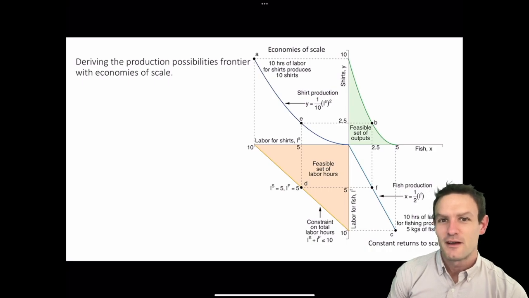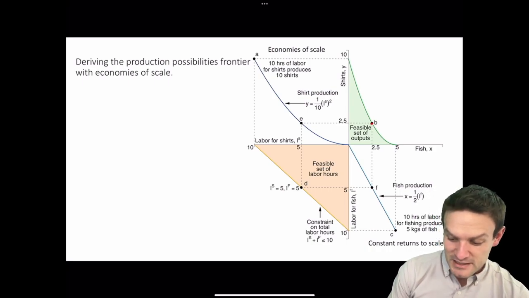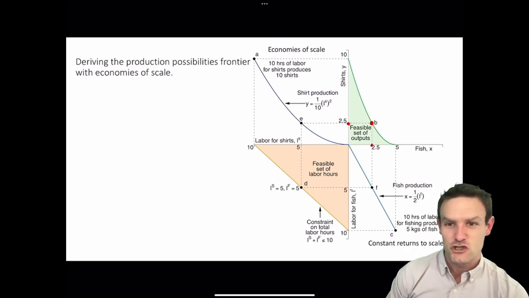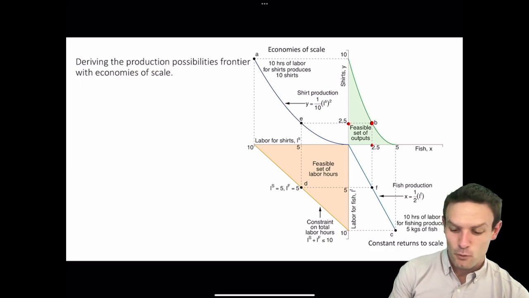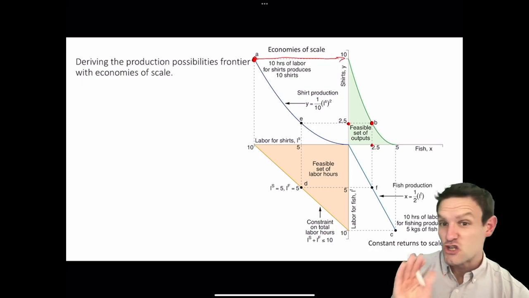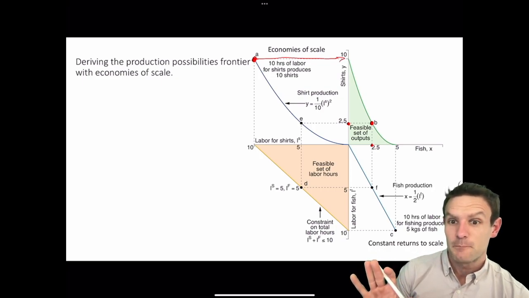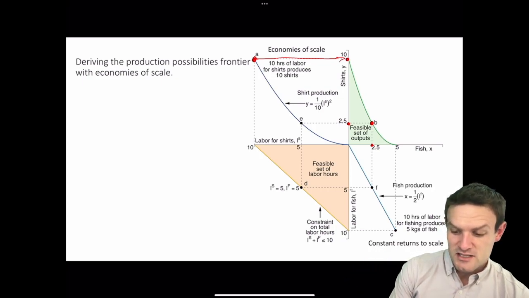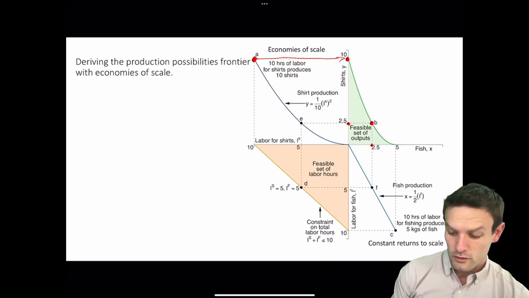So here we have superimposed the production possibilities frontier. At point B, what happens? We have 2.5 fish and 2.5 shirts. At point A from our shirt making, what do we do? We go all along, no time spent on fish production, and we get 10 shirts. Or if we spent no time on shirts, we've got 0 time spent on shirts, but we've got 10 hours spent on fish, we'd end up with 5 fish.